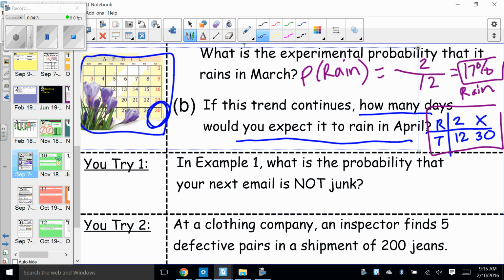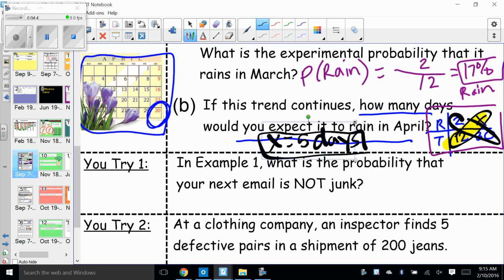Start with the variable x, multiply the diagonal. X times 12, multiply the other diagonal. Hand method kicks in. All of you should know how to solve that. So we get 12x equals 60. You end up with x equals 5 days. We would expect in the month of April, based on our experimental probability, that it's going to rain 5 days.